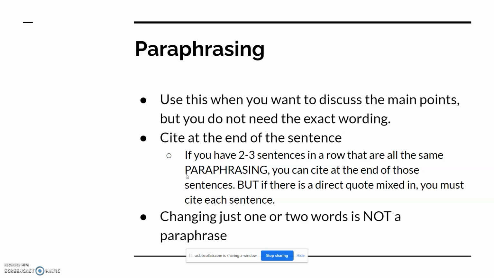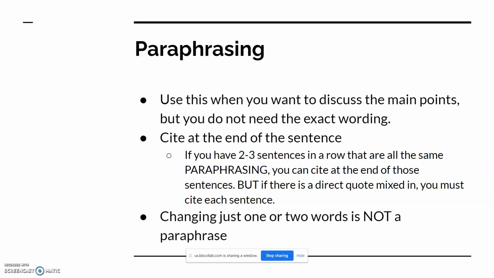If you want to reference specifically what an author has said without using their exact words, that's called paraphrasing. So you're discussing the main points, you're using key details from them, but you're putting it into your own words and phrasing. I still have to provide a citation for this, even though it's not a direct quote. So at the end of the sentence, or say I have 2 or 3 sentences of paraphrasing, the citation will go at the end of that last sentence.